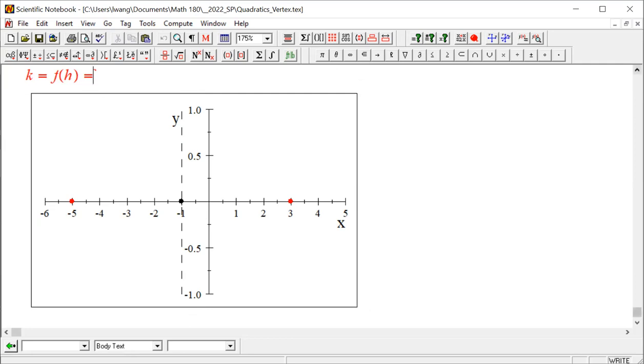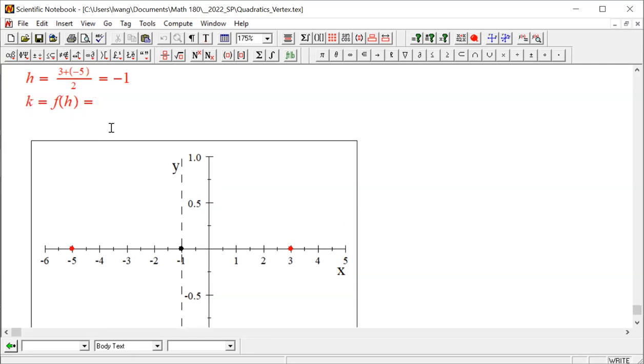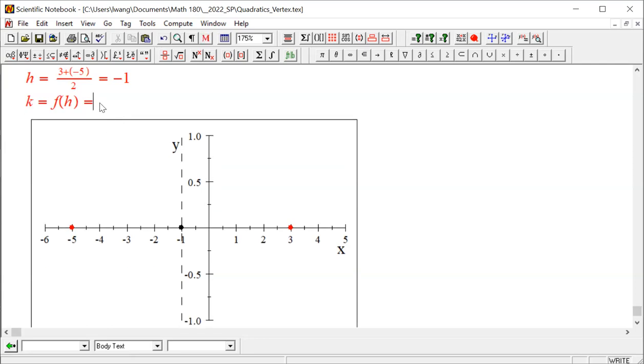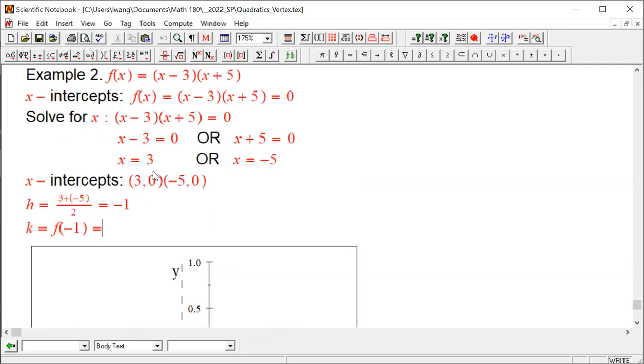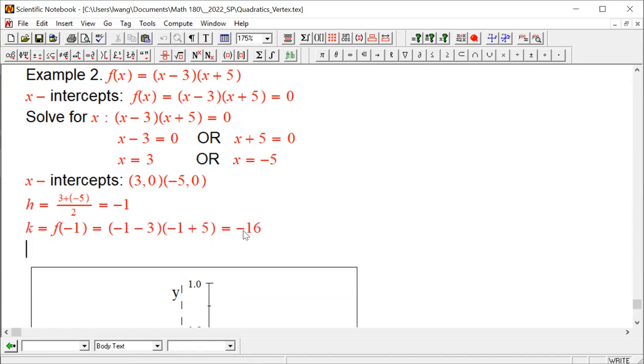So we just have to find the k. What is the k? The k is equal to f of -1. We have f here, so we can just plug in x equals -1. This makes -4 times +4, which is -16. So h and k, the vertex, is found. H comma k is equal to -1 for h, -16 for the k.